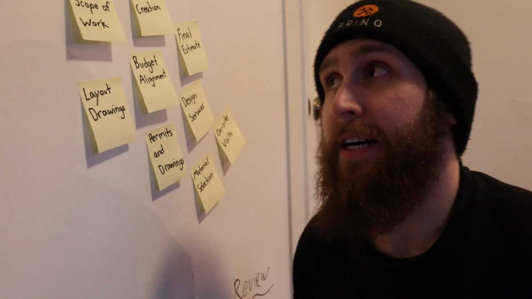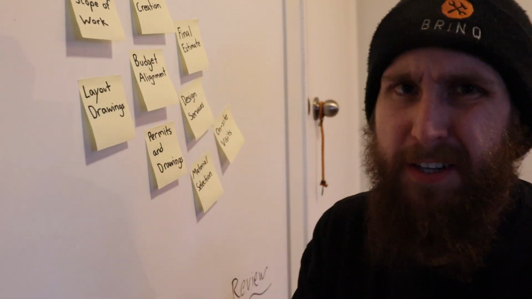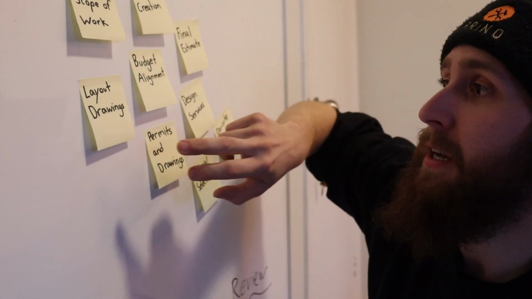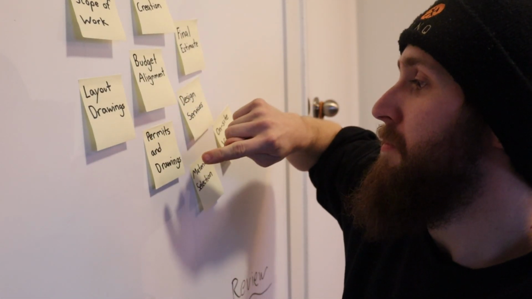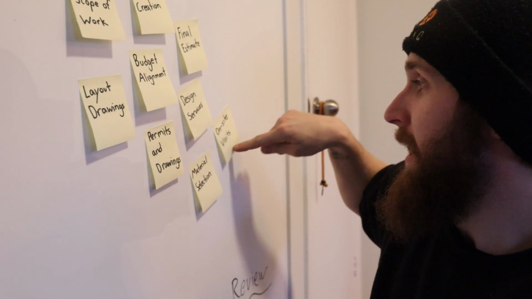So to give you an idea of what steps I have written down so far, I'm just going to go through them, not in a specific order, but we have the detailed scope of work, schedule creation, layout drawings, budget alignment, final estimate, permits and drawings, design services, material selection, and on-site visits. This isn't pre-planned or anything, so it's almost like you're seeing me think about this.